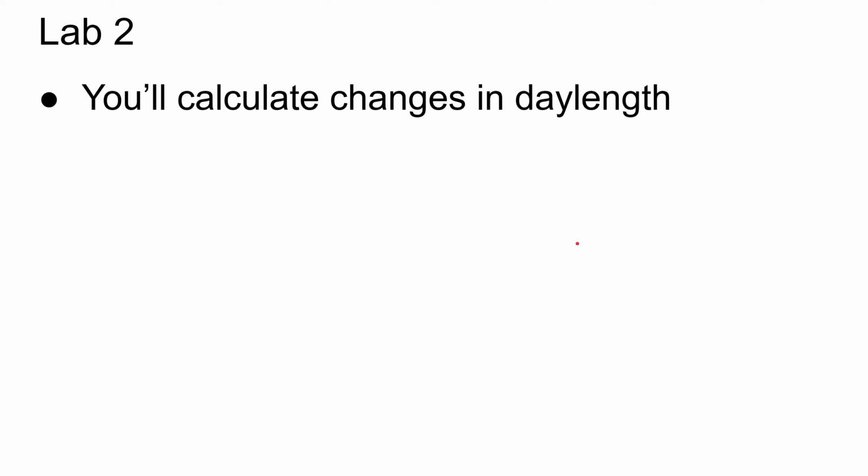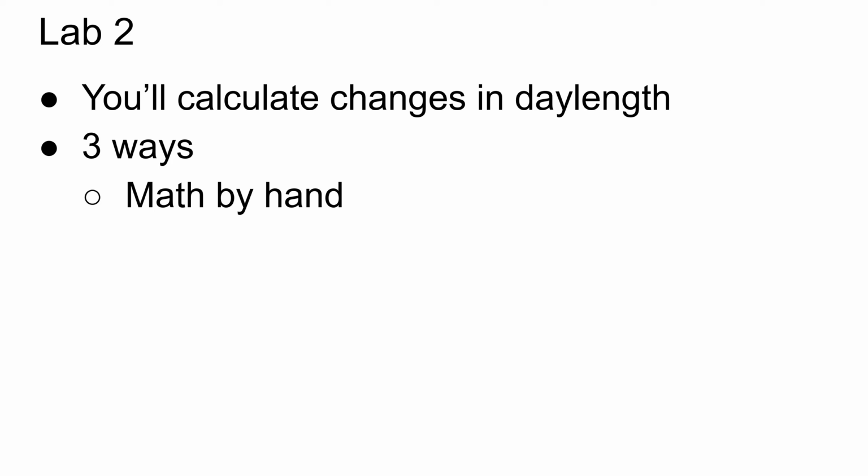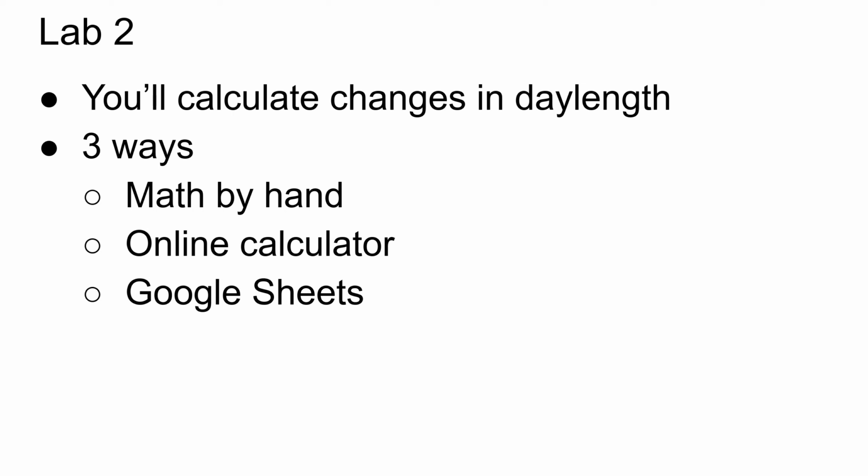So calculating changes in day length or amounts of daylight, there's 3 ways you can do it. I'm going to show you what they are. Pick the one that works for you. We've got math by hand, using an online calculator that calculates duration, or you can use Google Sheets. And that's what I started doing because that way I don't need to worry about making a mistake punching in the number, because I can look at the number in the sheet and go, oh yeah, all my inputs are right, my formulas are right, the output has to be right.